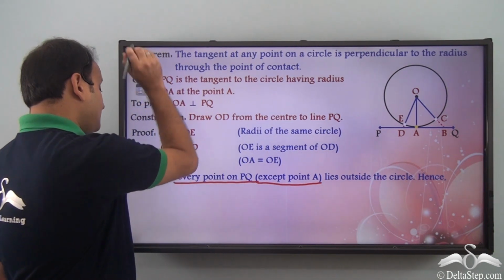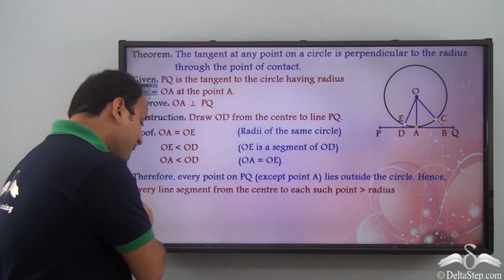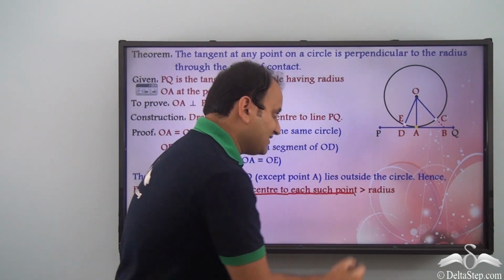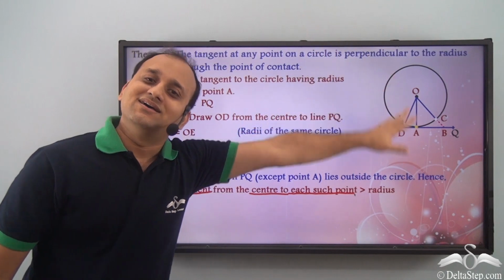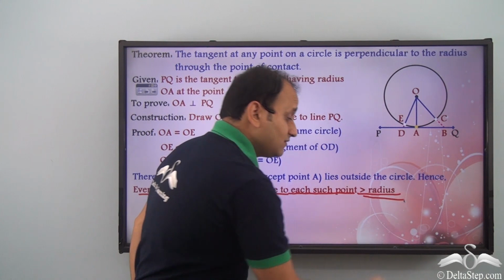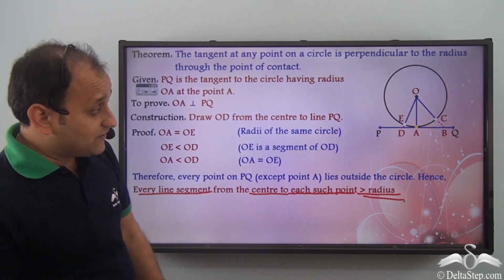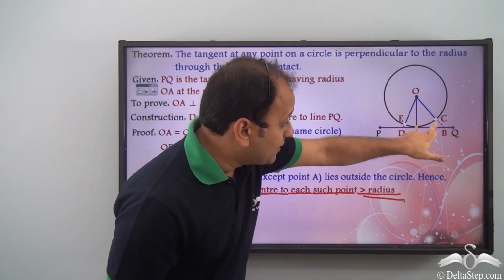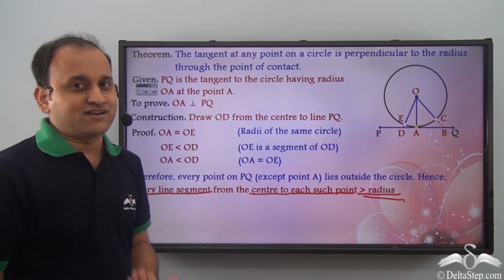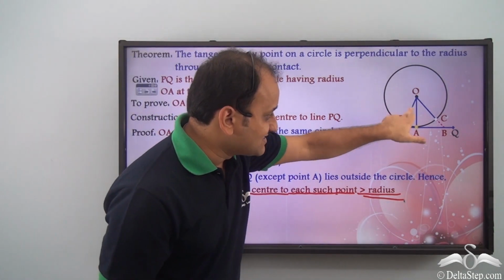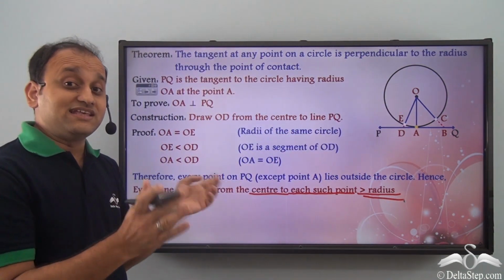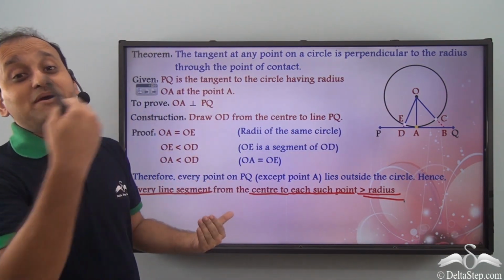Hence, we can say that every line segment from the center to each such point, that is any point on the line PQ except for point A, will be greater than the radius. Obviously, if we talk about any particular point here on PQ apart from point A, it will be greater than the radius because the radius will always connect a point on the circle, and all these points on line PQ are beyond the circle.